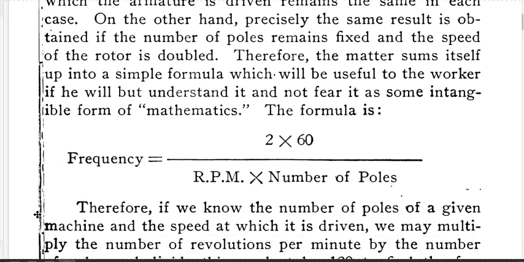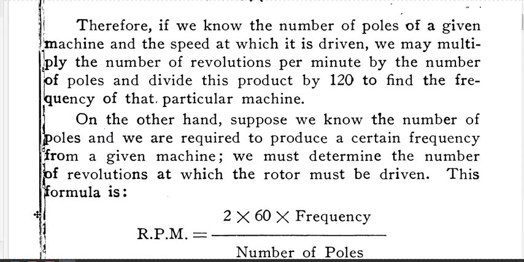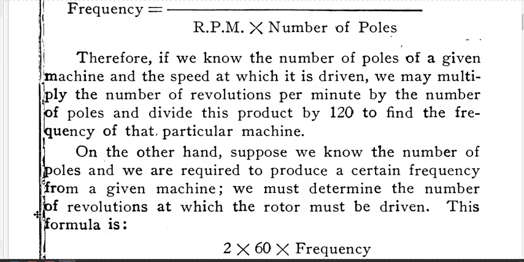Therefore, the matter sums itself up into a simple formula which will be useful to the worker if he will but understand it and not fear it as some intangible form of mathematics. This formula is, frequency equals 2 times 60 divided by RPM times number of poles. Therefore, if we know the number of poles of a given machine and the speed at which it is driven, we may multiply the number of revolutions per minute by the number of poles and divide this product by 120 to find the frequency of that particular machine.